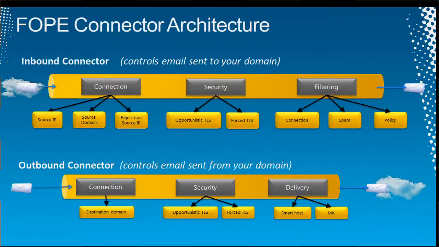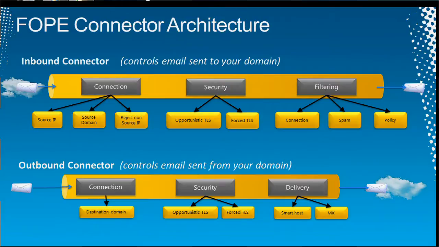So there are two types of FOPI connectors available, inbound connectors and outbound connectors. The inbound connectors are used for emails sent to your domain, outbound connectors for emails sent from your organization to the outside world. The levels of control provided by inbound connectors are at the connection level. So you can control a source IP or a source domain. You can specify what kind of protection you want, whether it should be an opportunistic TLS or a forced TLS, and what kind of filtering you want to apply on that connection. You can skip spam, apply policy, skip policy, or skip both. All of that at a particular connection level.